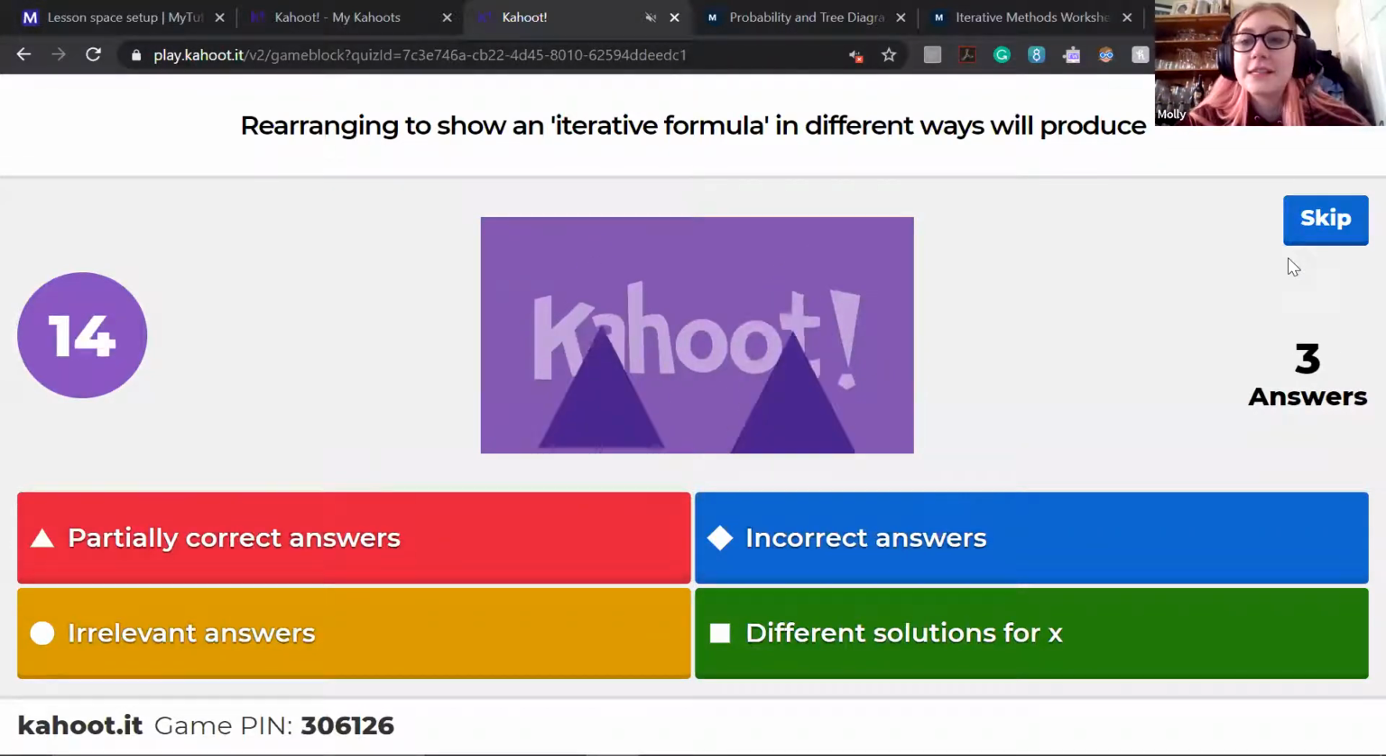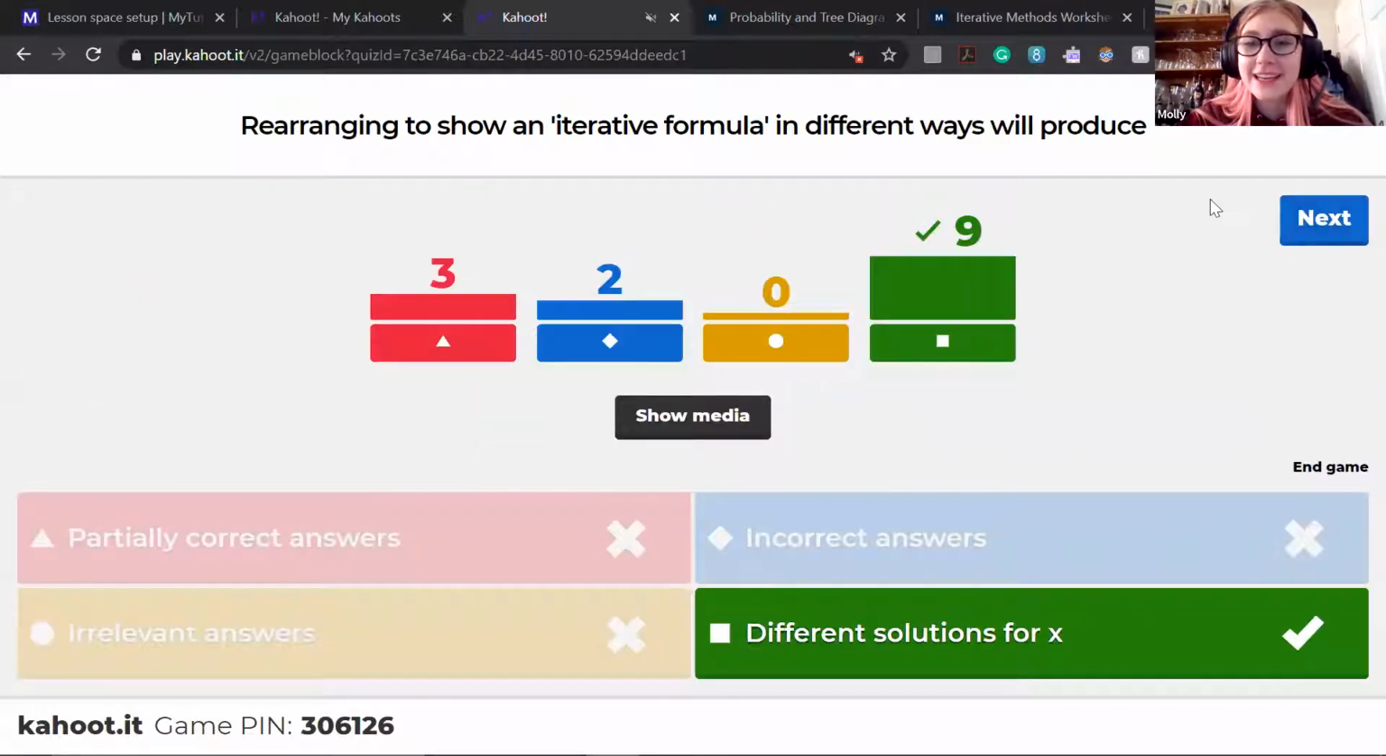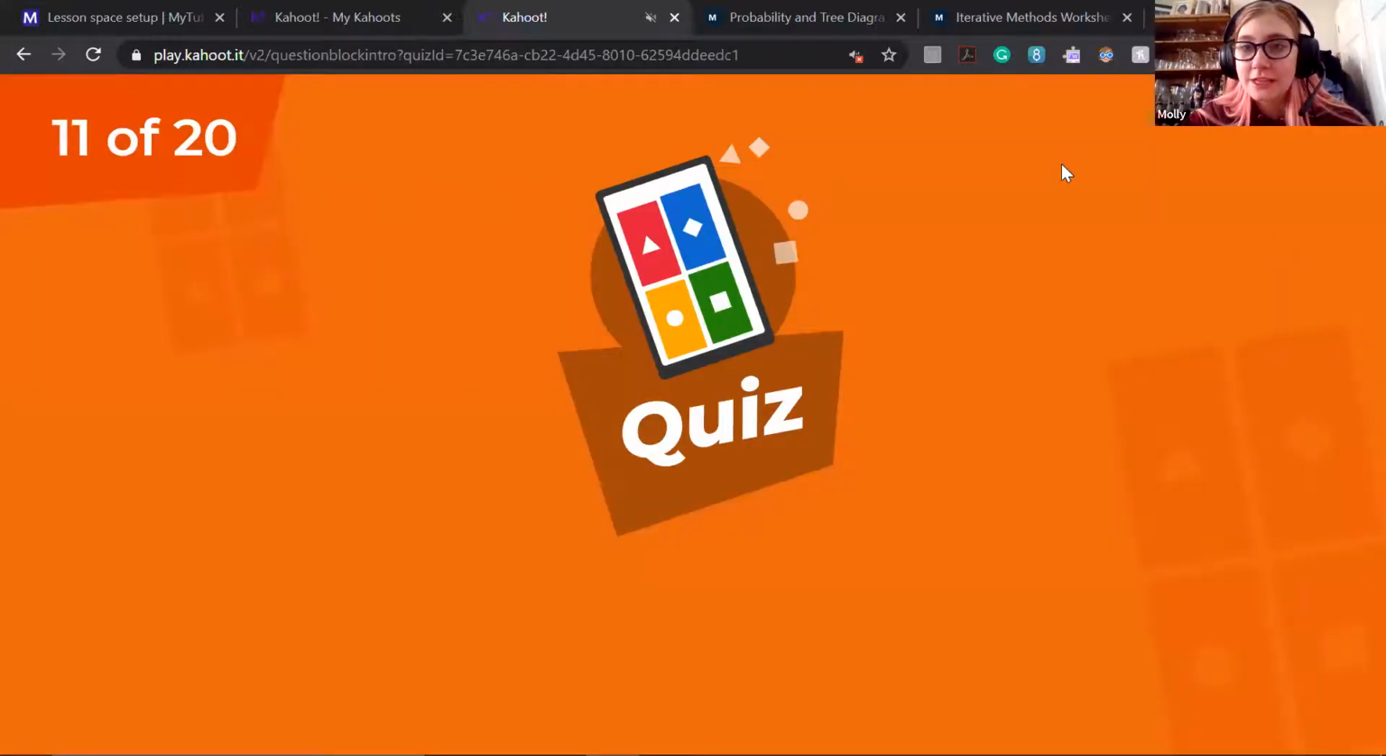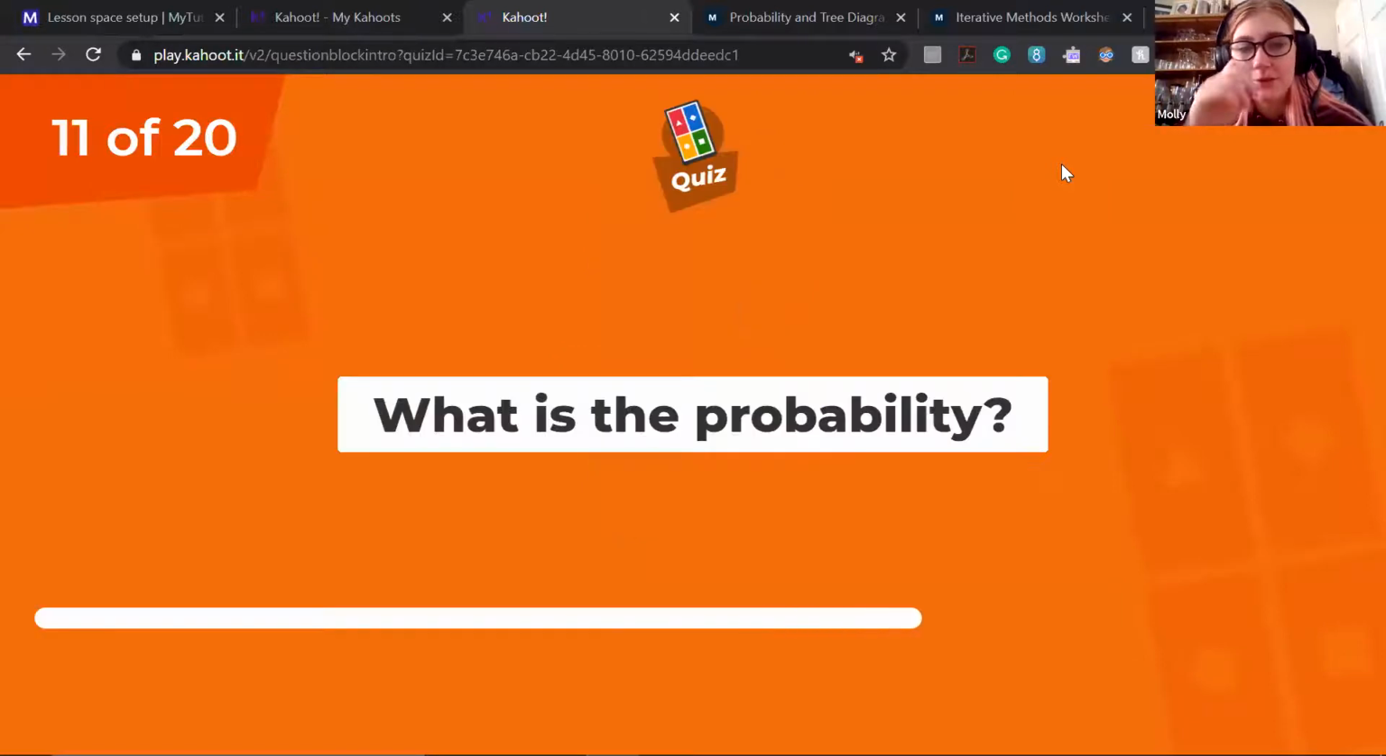So this one's very similar to the last thing that I was just saying. Yeah, brilliant. Different solutions for x. So if we start in different places or rearrange the formula differently, we'll just get different solutions to it.